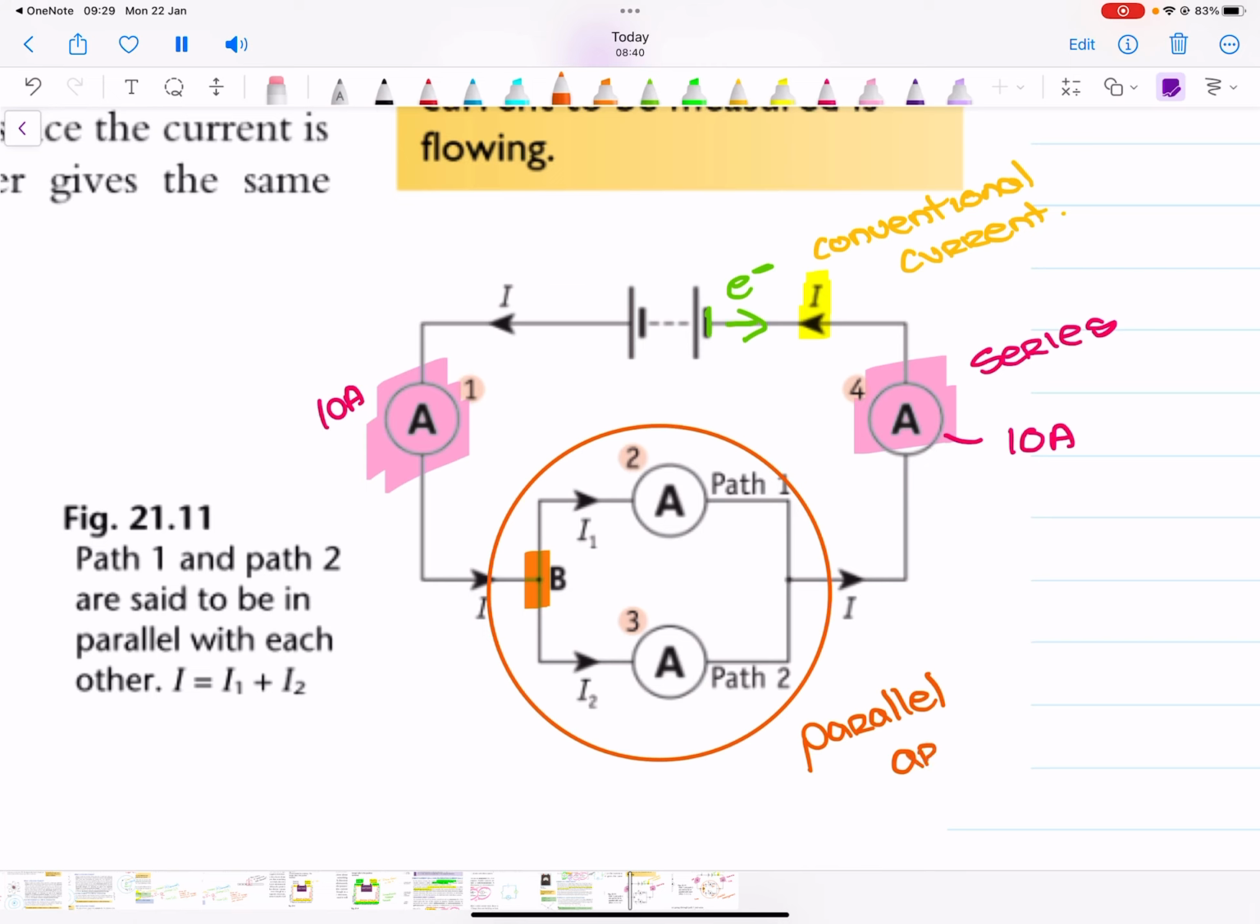What will happen at that spot there at B, where I've highlighted, is that the current will split up. So if the path where ammeter 2 is and the path where ammeter 3 is are identical, then it will split up perfectly evenly. 5 amps will go through the top and 5 amps will go through the bottom, and then it will recombine over on the far side.